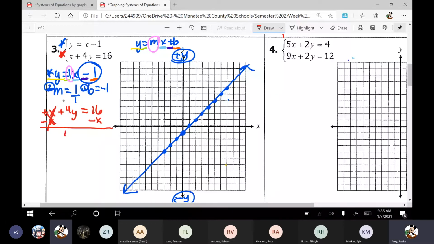Then I bring down my positive 4y equals, and this 16 minus x, we know they cannot be combined, so I'm going to put them side by side. Which one should I put first? It looks more like my y equals mx plus b, the slope-intercept form. Which one should I put first? The 16 or the negative x? Which one should I put first when I'm putting them side by side? The 16 or the negative x?